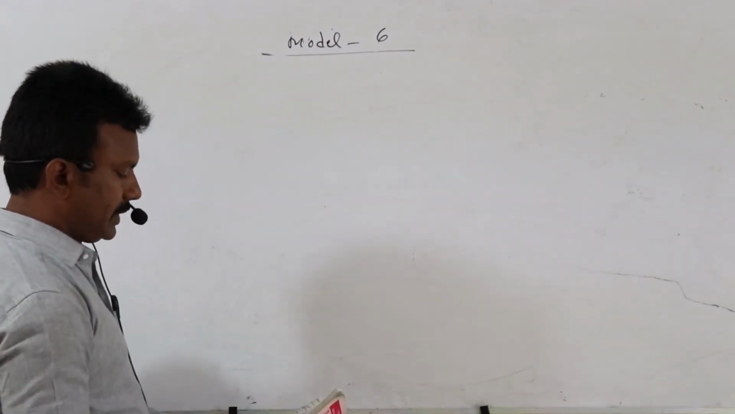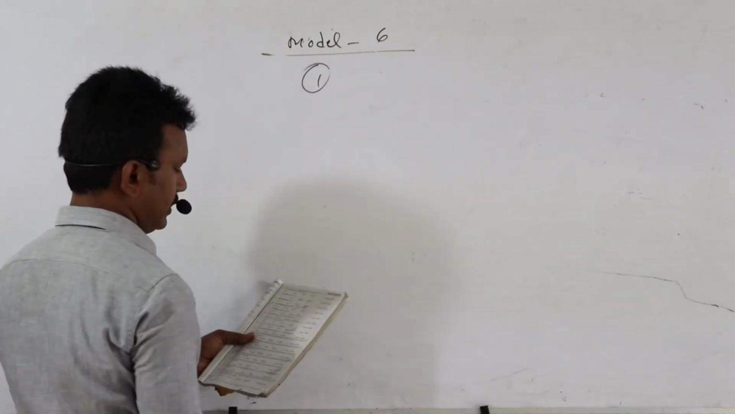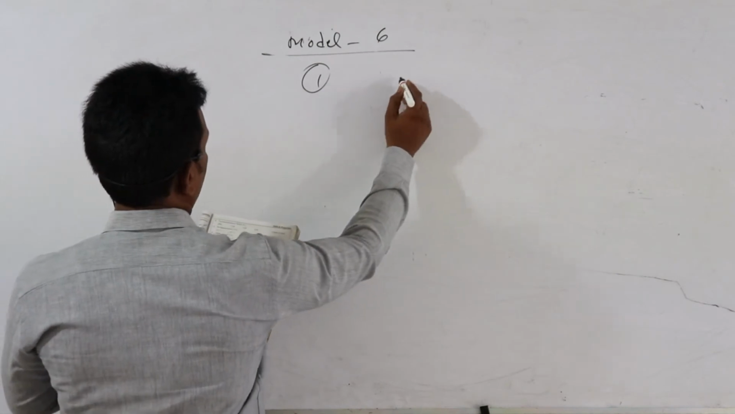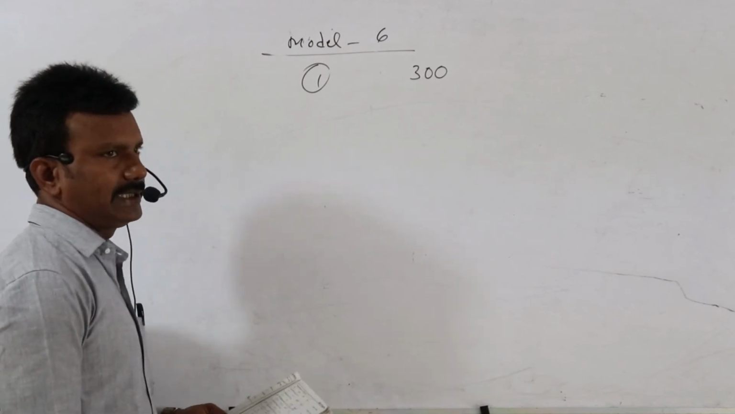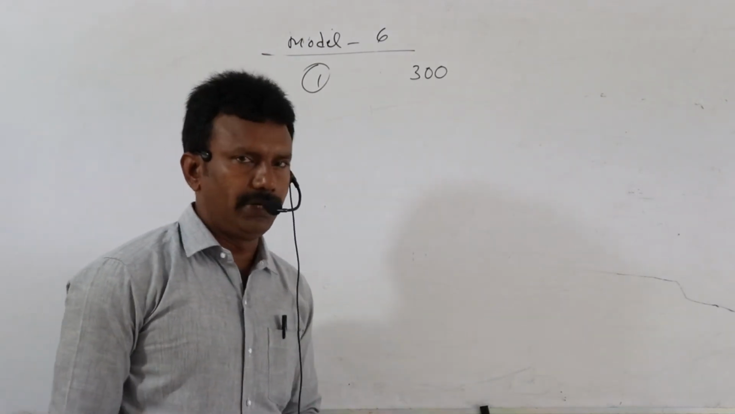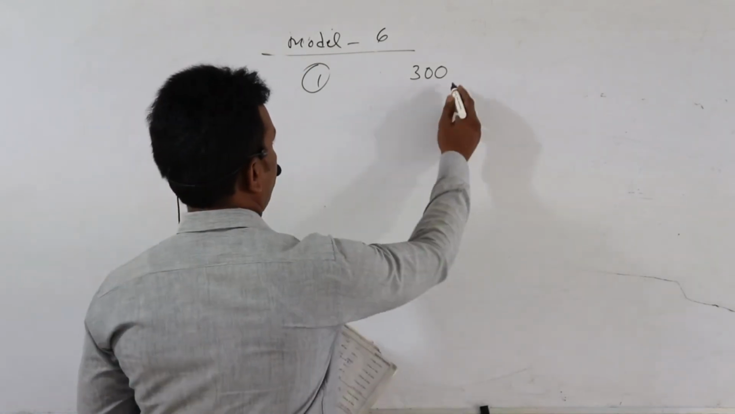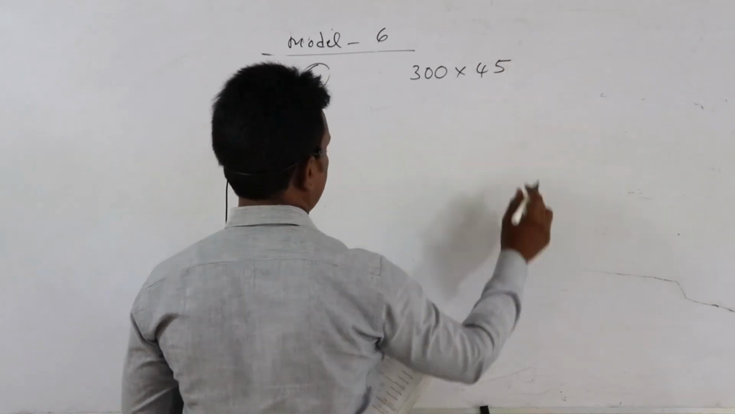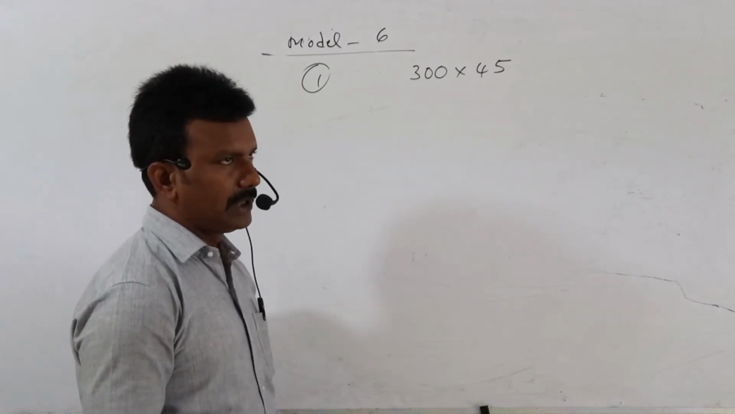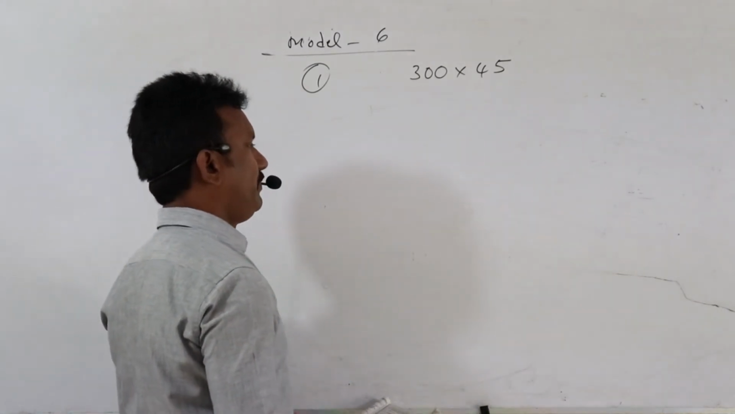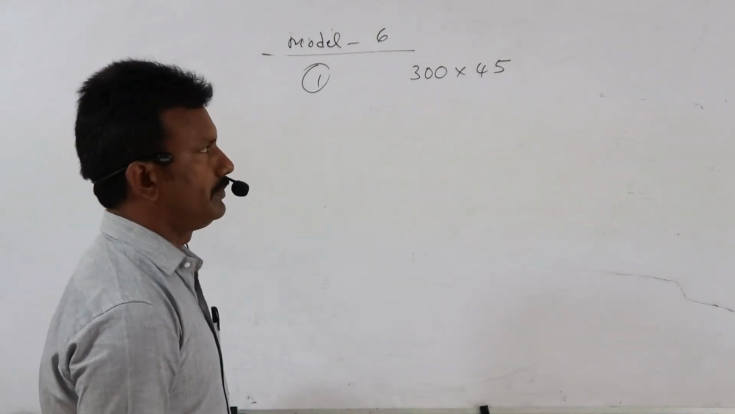Next model 6, first example. In a hostel with 300 students, there are provisions for 45 days. After 15 days, 150 students joined. How long will the provisions last now?